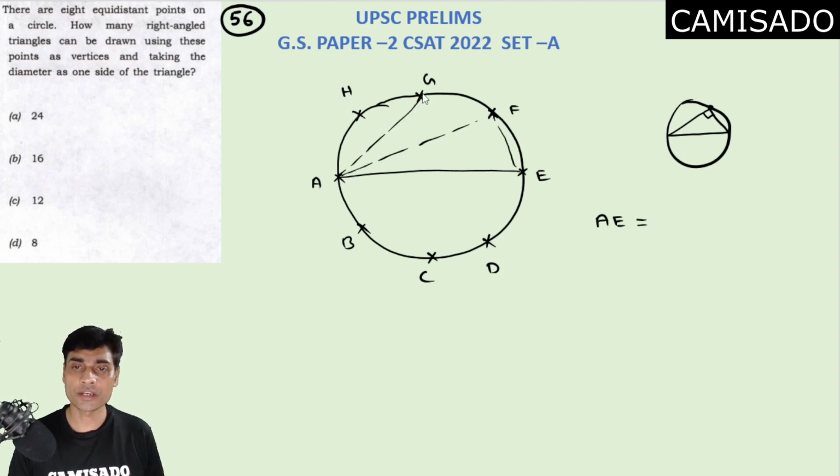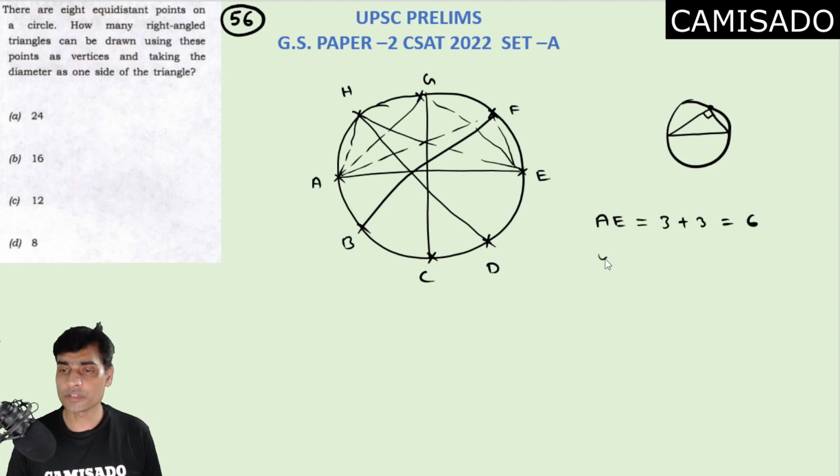AFE, AGE and AHE. Similarly on the lower side, so 3 plus 3, 3 on the upper side, 3 on the lower side, using AE as diameter. Now how many such diameters are possible? Basically the diameters possible here are AE, then BF, then GC, and then HD. So 4 diameters are possible. Using every diameter, we can have 6 right angle triangles. So the total number of right angle triangles possible in this particular case is 6 into 4, 24, and here comes the answer. A is the right answer.